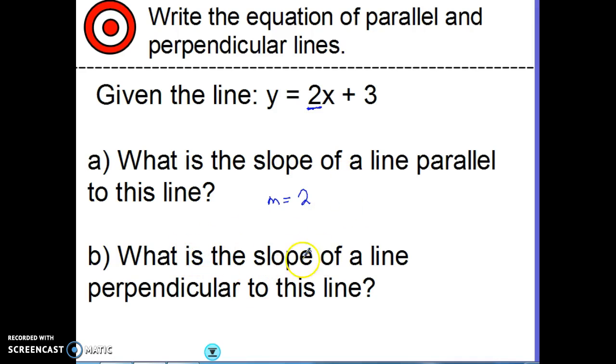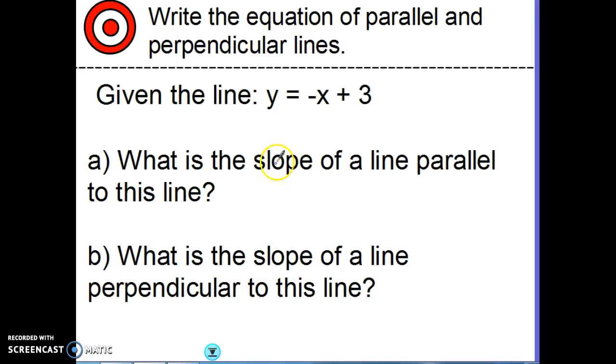Now the slope of a line perpendicular to this line is going to need to be the opposite reciprocal. So I need to take 2, flip it over. So that's going to give me 1/2. And then I also need to make it the opposite sign. So this one's positive, so I'm going to make this one negative. And that'll do it.